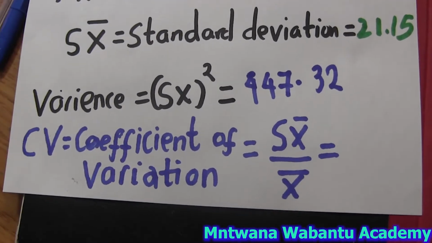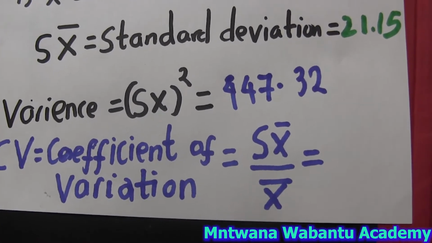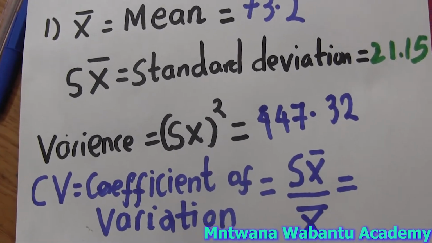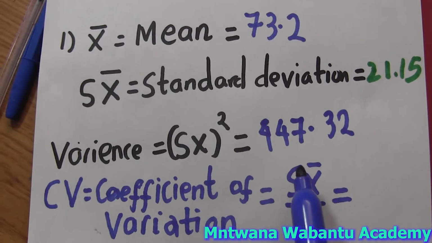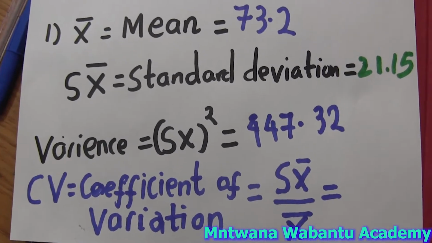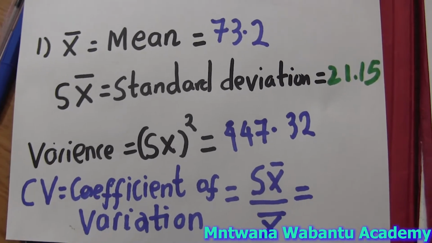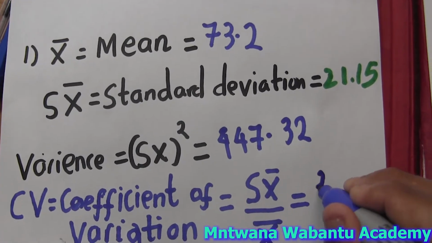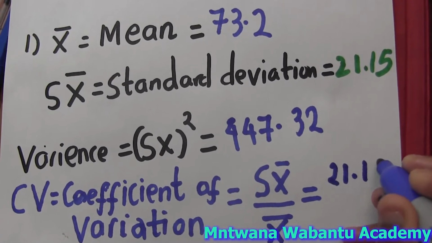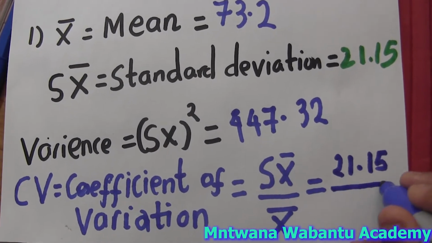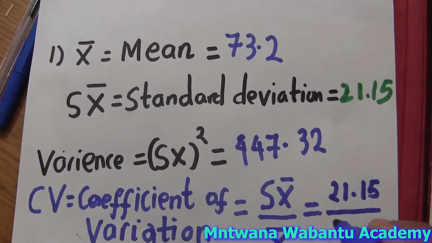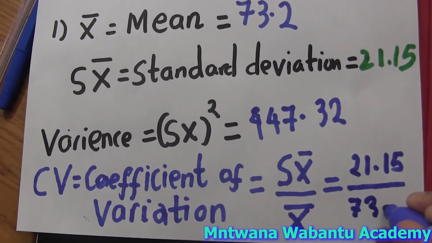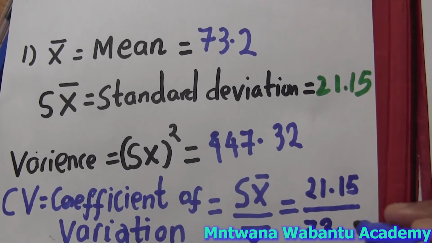Okay, so we got the variance. The next thing is get the coefficient of variation. How do we get a coefficient of variation? Coefficient of variation, take your standard deviation divided by mean. That's how you get the coefficient of variation. What is my standard deviation? My standard deviation is 21.15 divided by my mean. What is my mean? My mean equals 73.2.